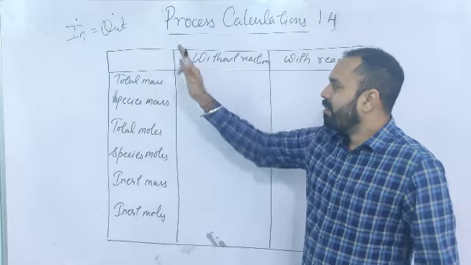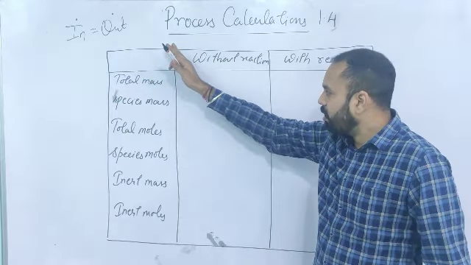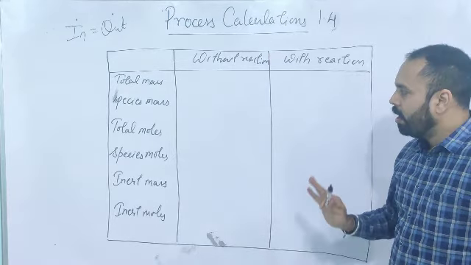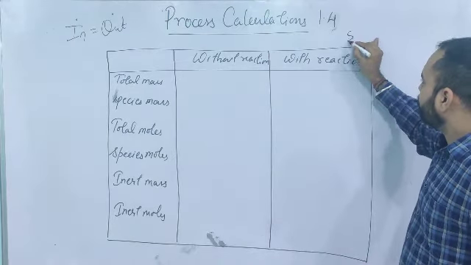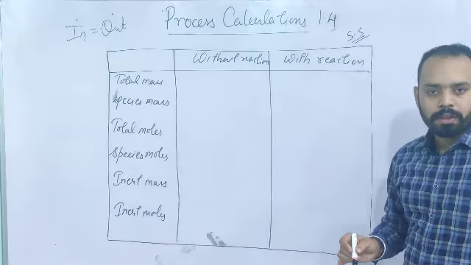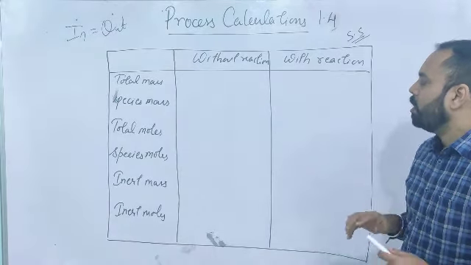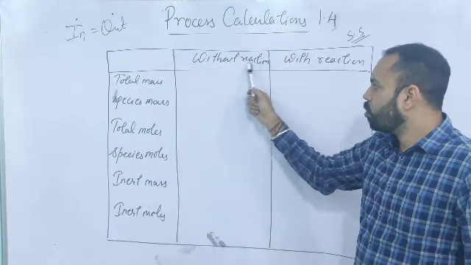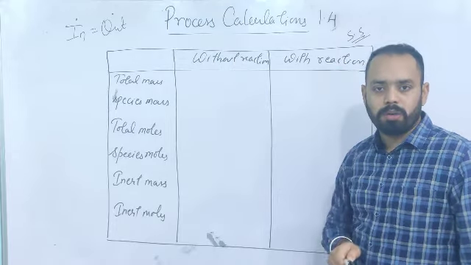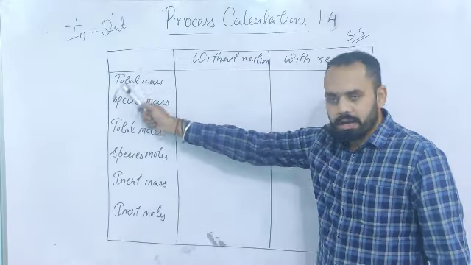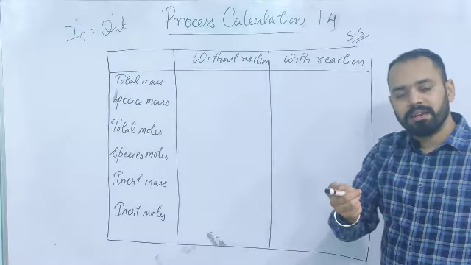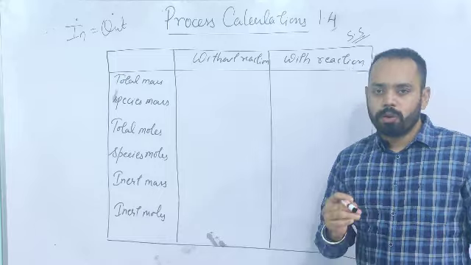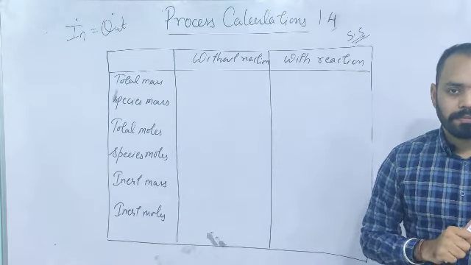Let us check in which cases this in is equal to out is valid and in which cases this equation is not valid. Definitely all the cases we are discussing here are from steady state. Fine. So I have made a column here: when you are writing balance for total mass and there is no chemical reaction, can you write in is equal to out? When you are writing balance for total mass and there is a chemical reaction, can you write in is equal to out? So like this, you have to complete this table. You can pause this video for 1 minute and try to complete this table.